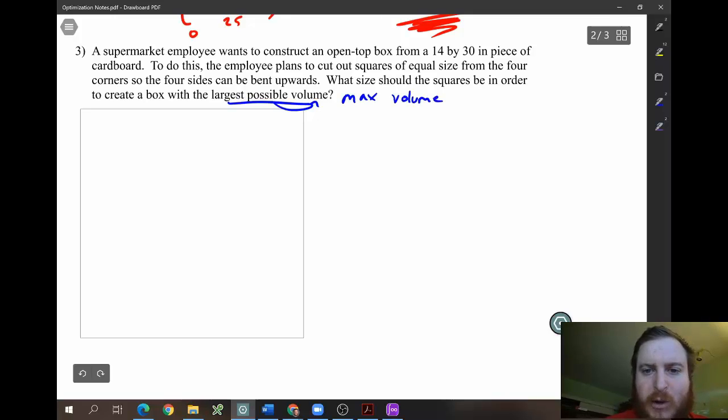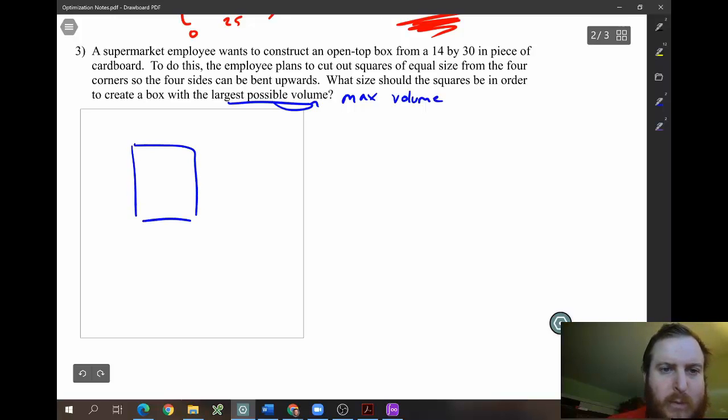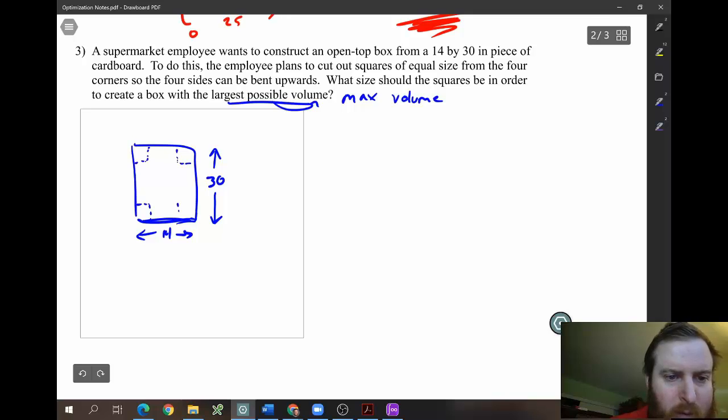So if we draw a picture, this is a little bit weird, but kind of if we started off with a cardboard sheet, right? It's 14 by 30. It says we're going to cut squares out of the corners. So out of the corners, we're going to kind of just cut out, remove these squares. Okay, and they're squares, so I'm going to call it x by x. Each one of these is x by x.